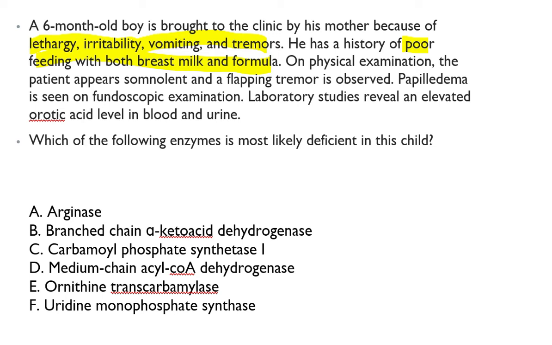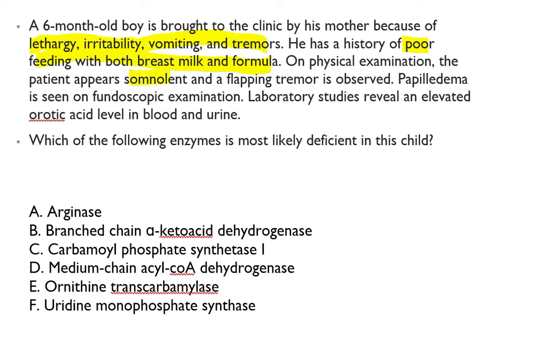So we have lethargy, irritability, vomiting, and so this is suggestive of maybe malnutrition, but the tremors are very consistent with neurological defects. And the poor feeding with both breast milk and formula is very common in diseases such as inborn error of metabolism, lysosomal storage diseases, glycogen storage diseases. So that sort of narrows down our differential.